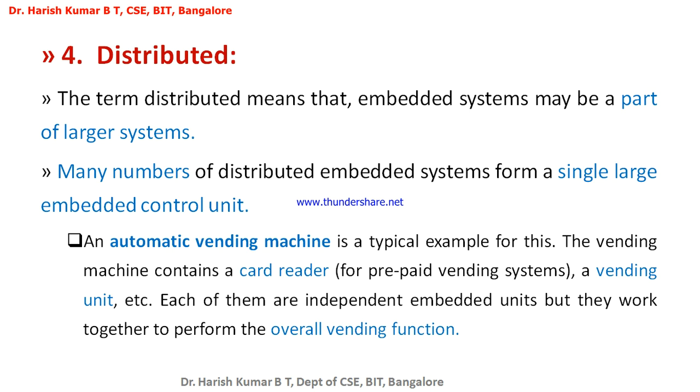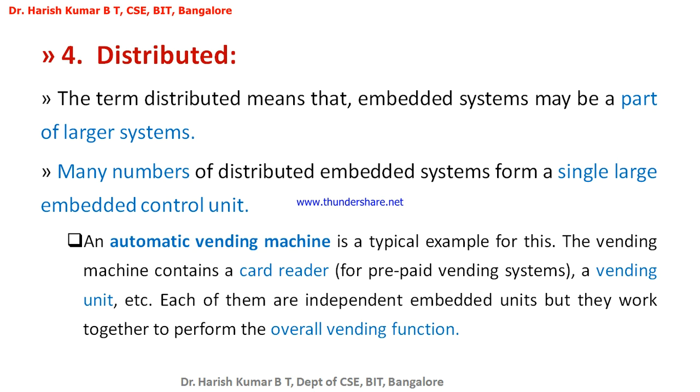So the next important characteristic of the embedded system is that it is distributed. This term is used to mean an embedded system which may be a part of a larger system. That means an embedded system is a part of some larger system. So when you integrate a larger number of embedded systems like this, they make a single large embedded control unit. And if I look into the one embedded system which is inside it, it is distributed.